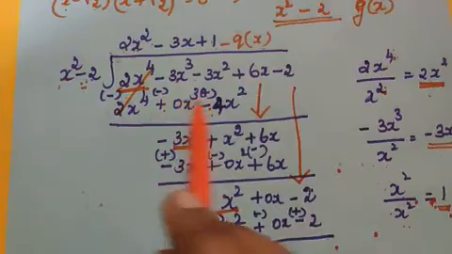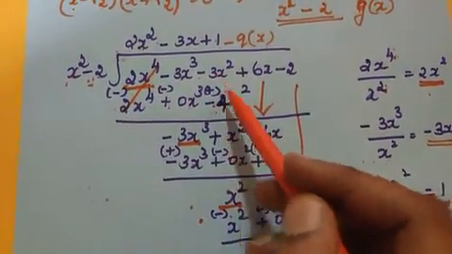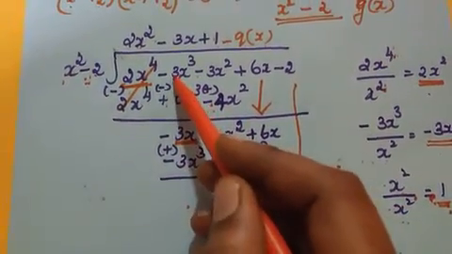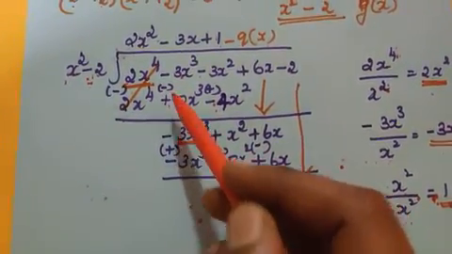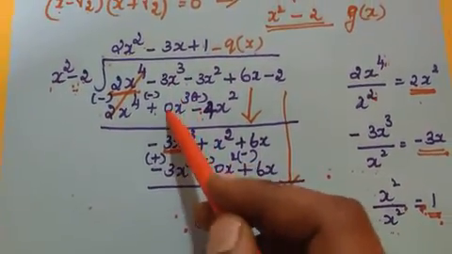Now change the sign and subtract. You will get this cancel, and 3 plus 4, so it becomes plus 1. And now you are bringing down the next term. Here it is 0. No terms are there for x cube. So it becomes 0.